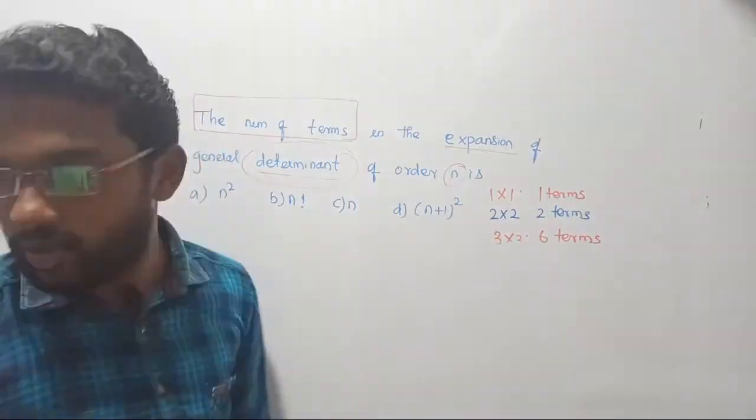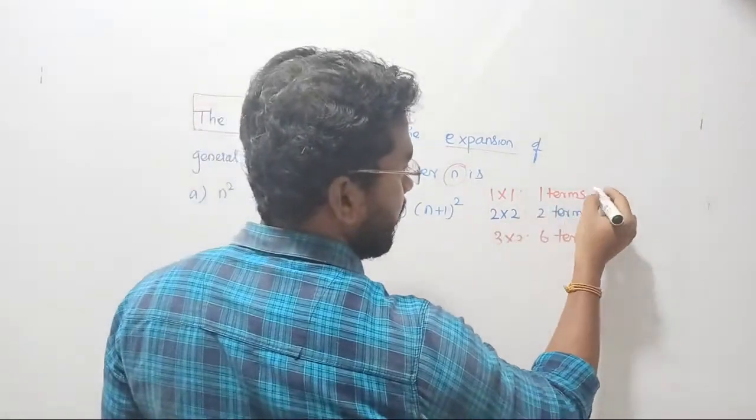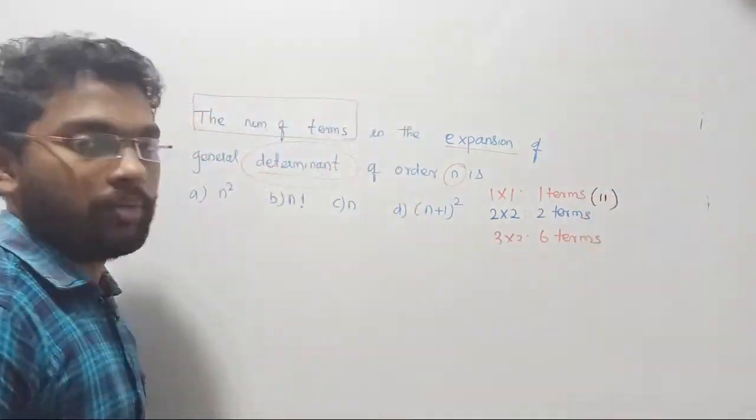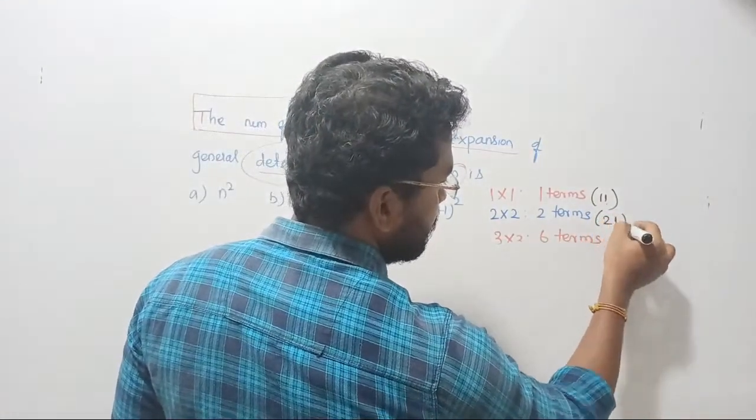Guys, listen, which is equal to what? You should have understood, right? What is this? First term, right? So let me write. We can call it 1 factorial. One term, 1 factorial equal to what? 1. And we can write this one as 2 factorial.